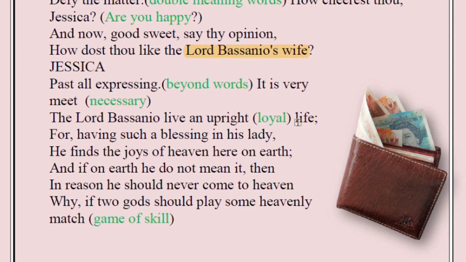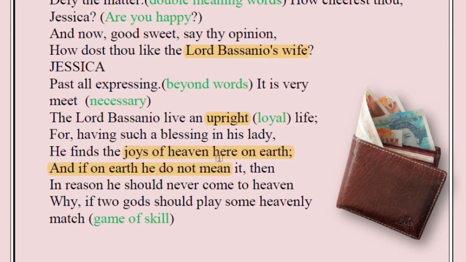It is very meet, that means it is very necessary that Lord Bassanio lives an upright life. That means Lord Bassanio must be loyal. For having such a blessing in his lady, that means to be blessed with such a human being like Portia, he finds the joys of heaven here on earth.